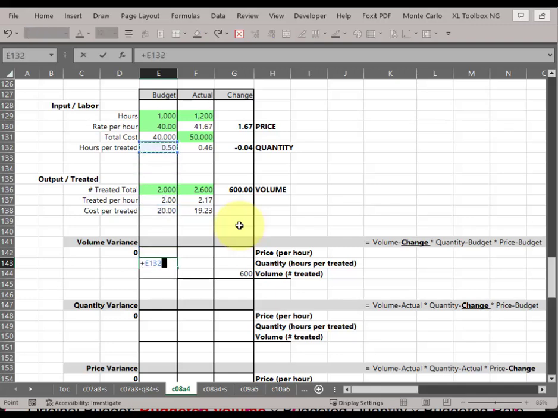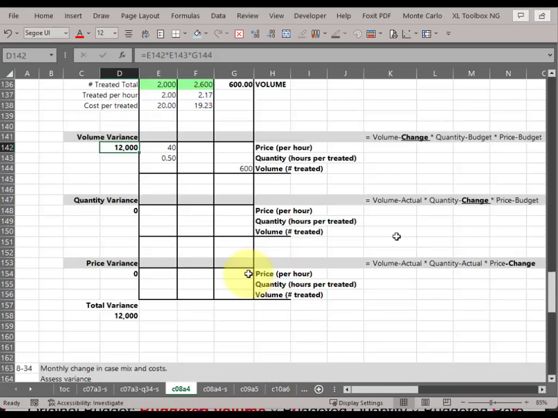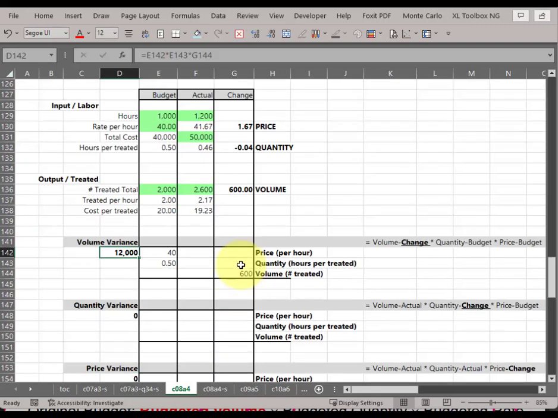We want the change in volume, so there's our change in volume right there. But we wanted our budgeted quantity, so we're using this budgeted column right here. Our budgeted quantity, there's the quantity right there, and we wanted our budgeted price, which again is right there. Now that formula is already working for you, but you can see that if we just multiply out all three numbers, we get the volume variance of 1,200.